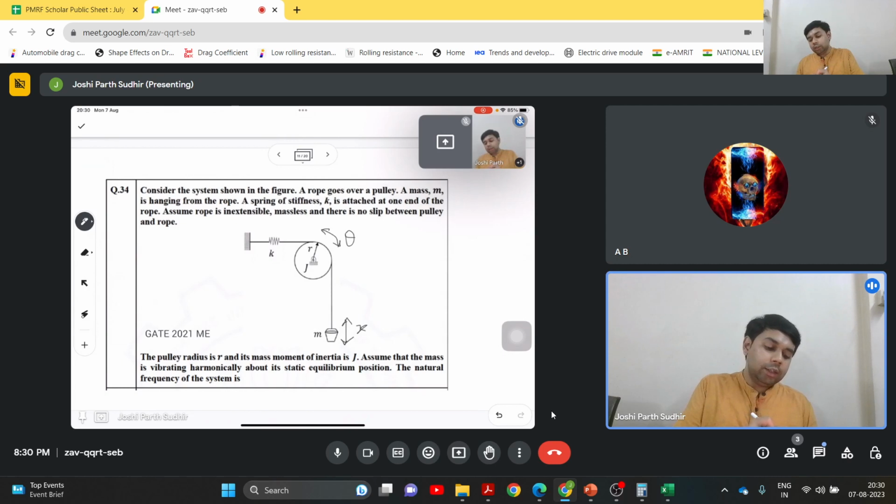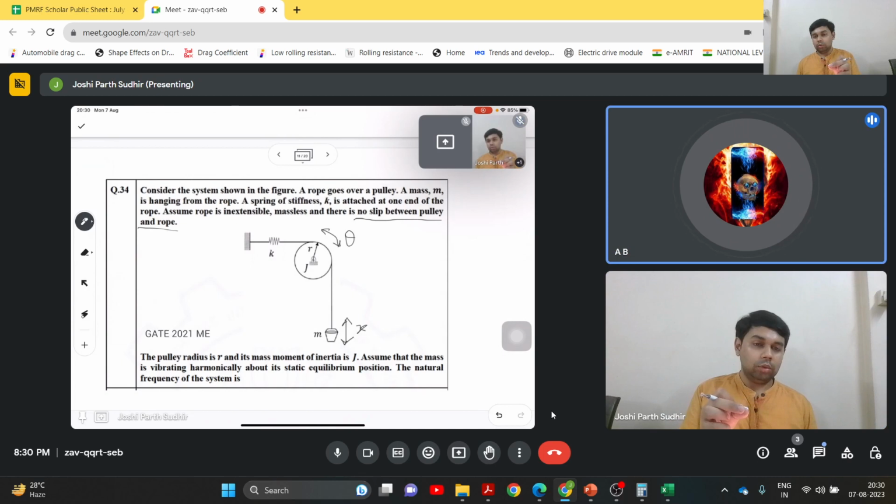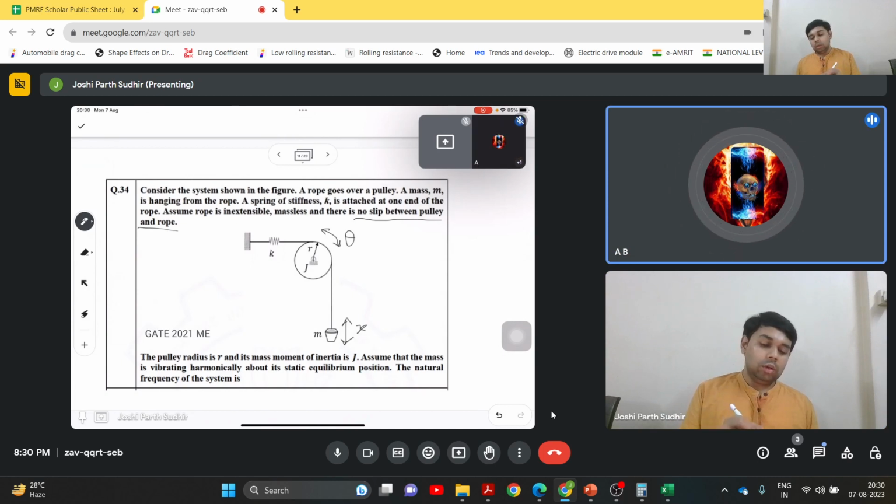It is given that there is no slipping between the pulley and the rope. That means that whatever distance the mass will descend or go up, the pulley has to rotate by an angle in such a way that it will match the amount of rope that is unwound or wound back onto the pulley on its circumference. Arc equal to the distance moved by the weight.